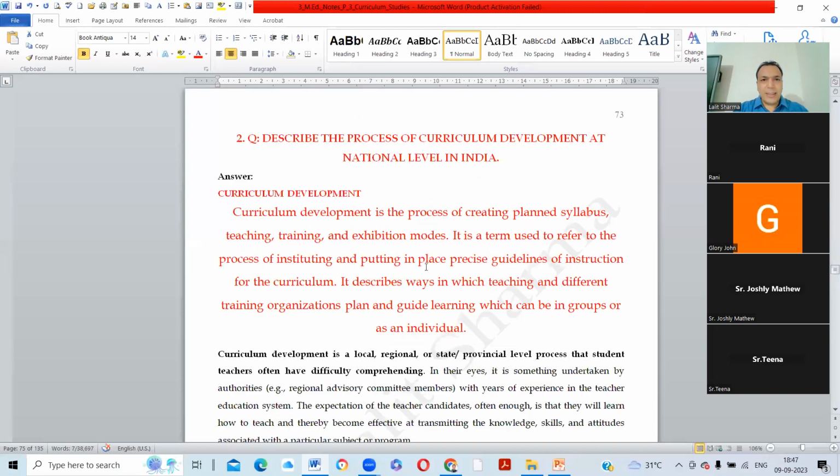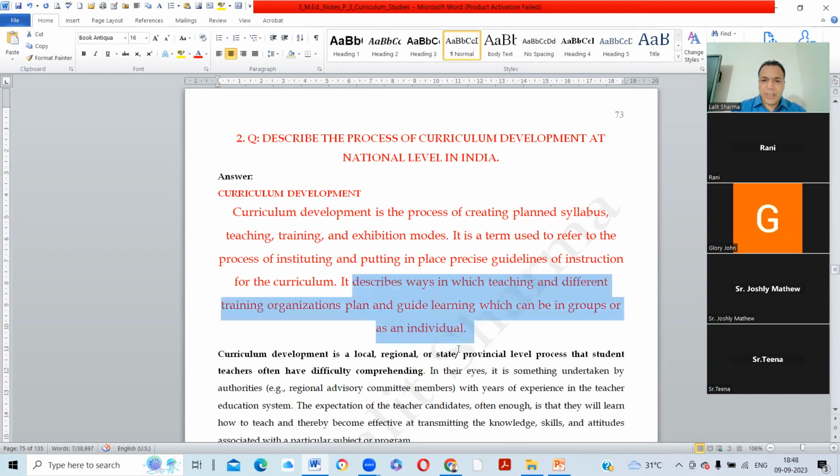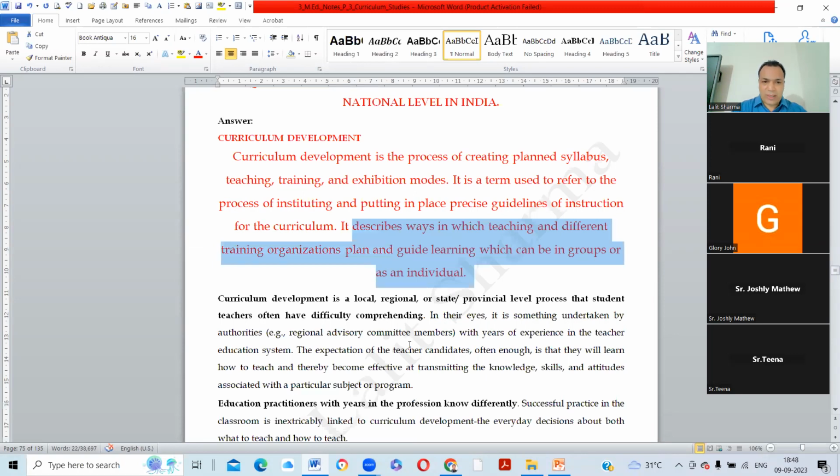Now the second is: describe the process of curriculum development at national level in India. Very important question. What is the process of curriculum development at national level in India? So what is curriculum development? You have come to know, right? It is a process of creating a planned syllabus, teaching, training, and evaluation mode. It is a term used to refer to the process of instituting and putting in place precise guidelines of instruction for the curriculum. It describes ways in which teaching and different training organizations plan and guide learning, which can be in group or individual.